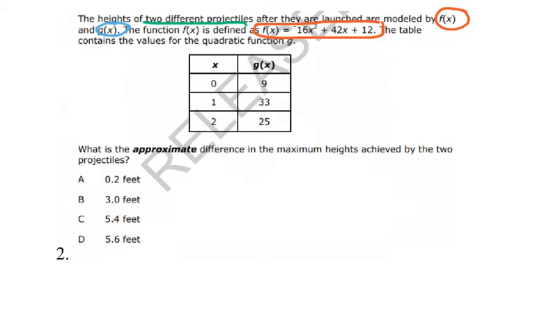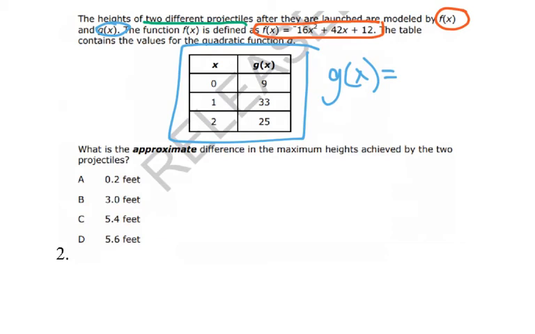And then in blue, we have this table. So obviously we don't have a function yet. So we're going to have to take the blue one and find a quadratic model. So I want you to pause the video and find what g of x is. Okay, so when you do this, you should get negative 16x squared plus 40x plus 9. So you need to do 2 different graphs and 2 different vertexes and look at 2 different y-coordinates.